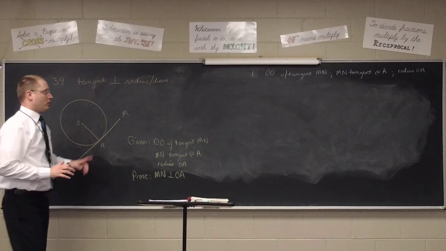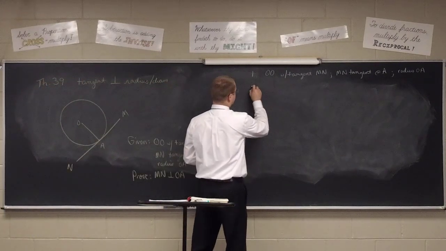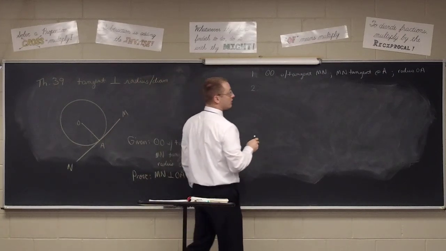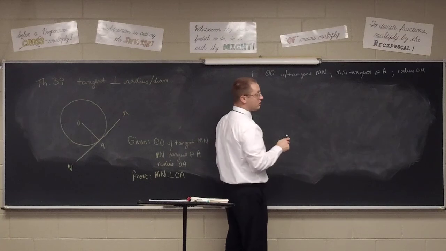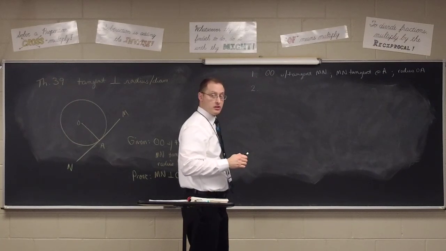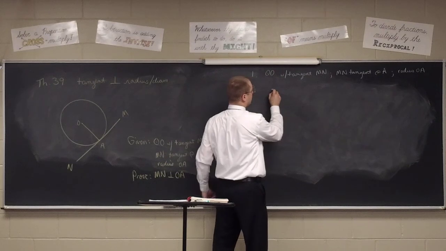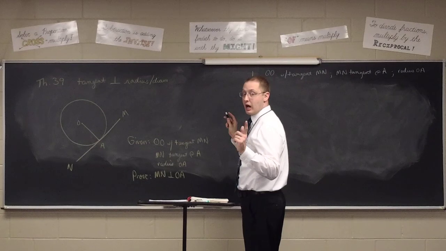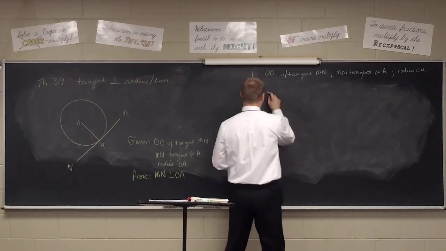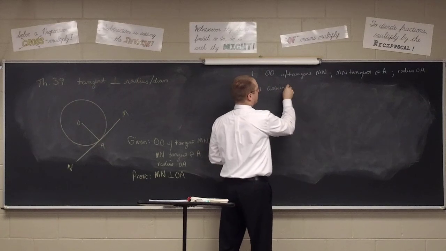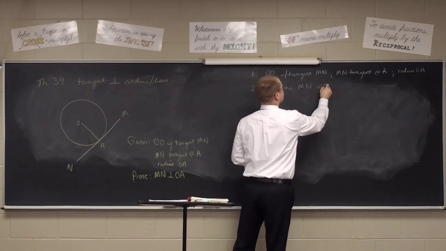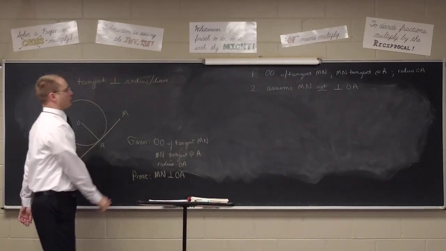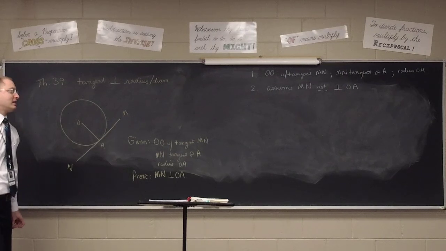After the given, number 2, what should I write for my assumption? Quentin? Chris, help? MN is perpendicular to OA. Well, we want to begin by assuming the opposite. So we're going to say assume MN is not perpendicular to OA. Very straightforward. We're going to assume that MN is not perpendicular to OA.